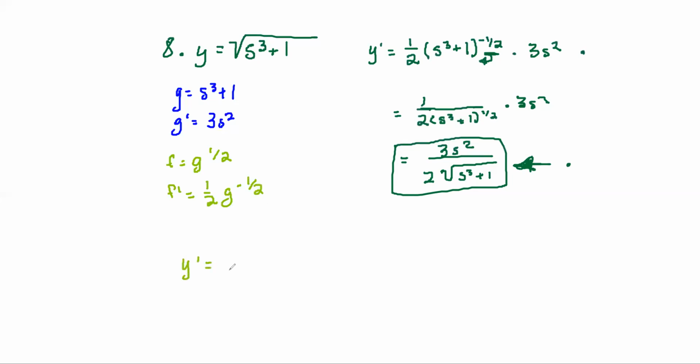y prime is going to be equal to 1/2 g to the negative 1/2, g being s cubed plus 1, times g prime being 3s squared. And that gets us to where we were up here. We can follow through to the simplifying steps and get our final answer. Exactly right, guys. All right.